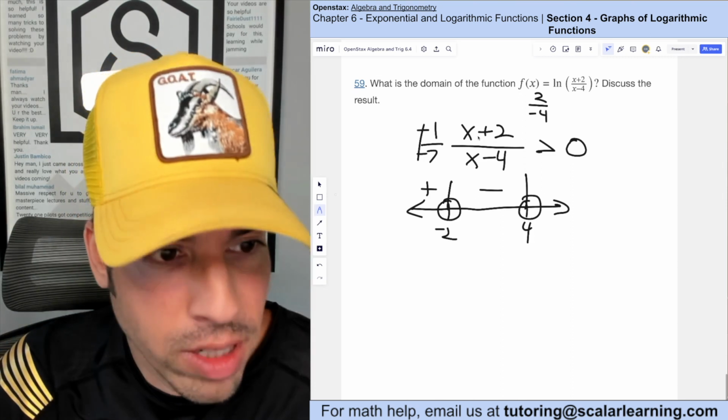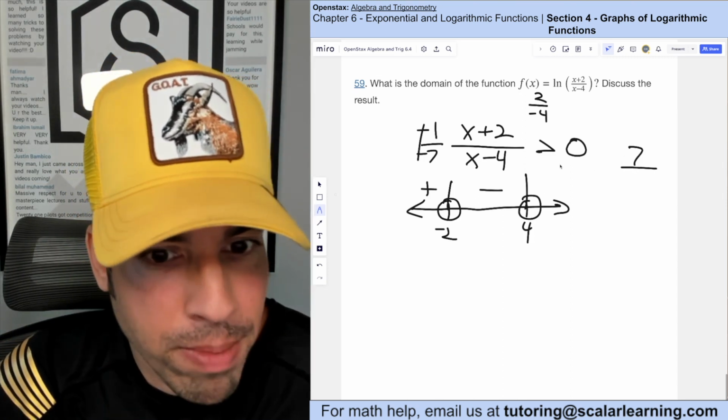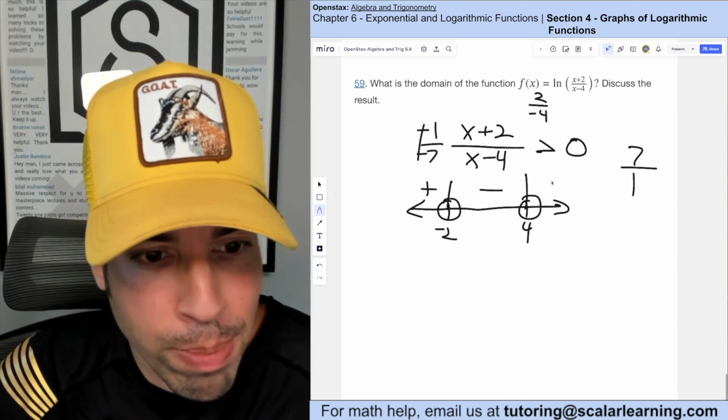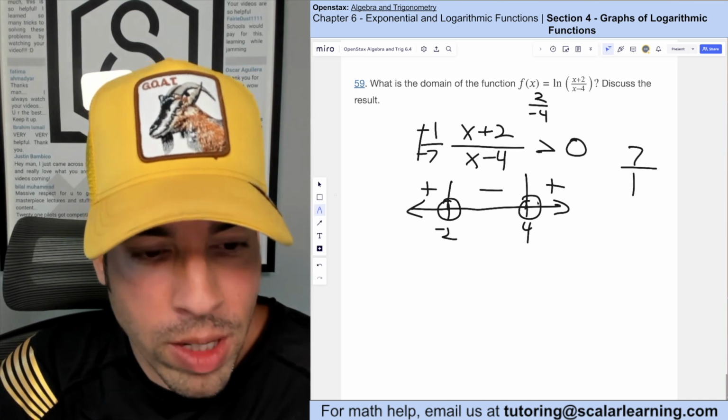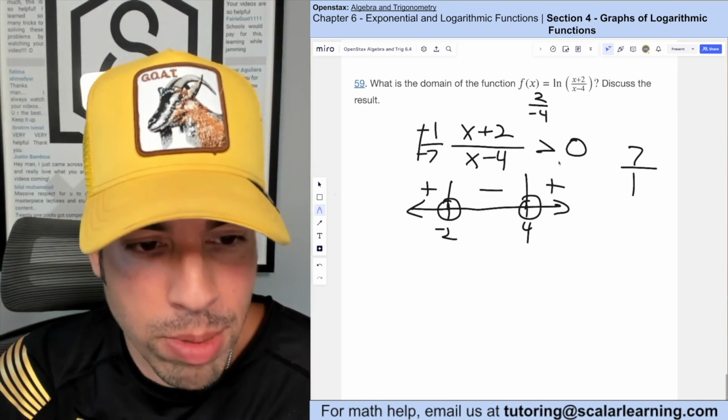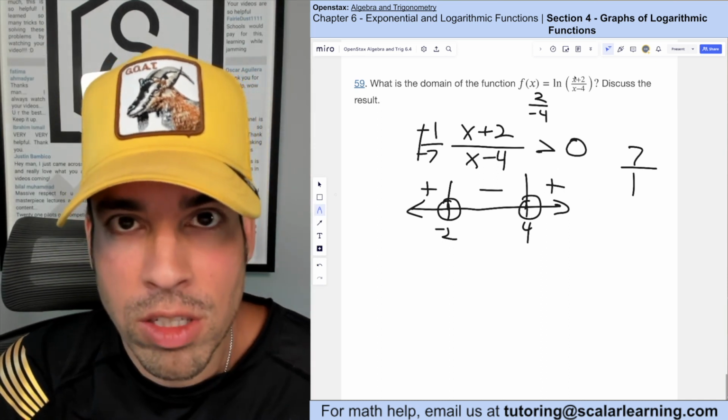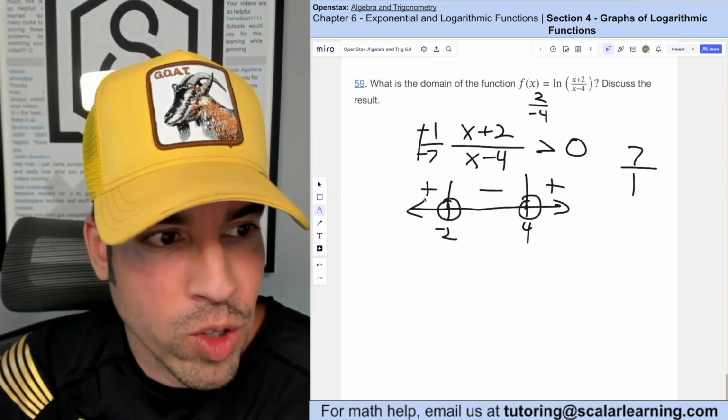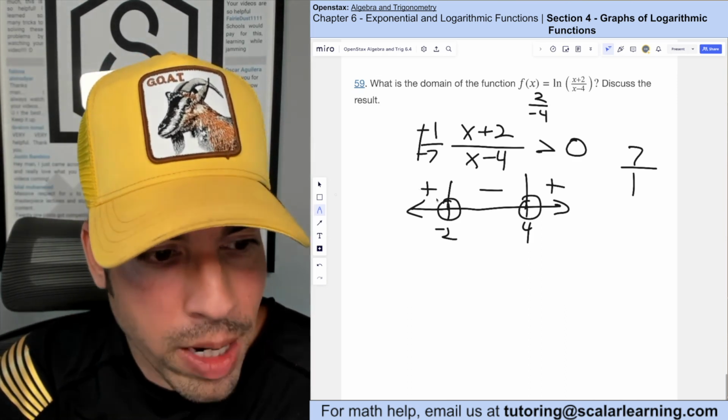Let's try 5, for example. 5 plus 2 is 7 over 5 minus 4, which is 1. That's 7 over 1. That's positive. So I'm going to assume that every value greater than 4 is going to be greater than 0, which means that's part of the domain. So this is now my viable domain.